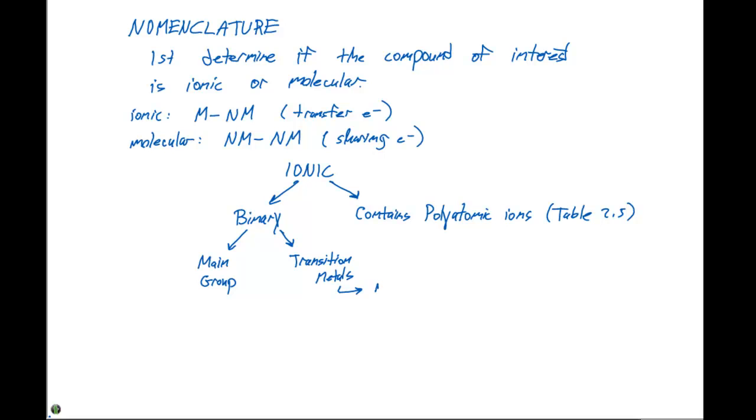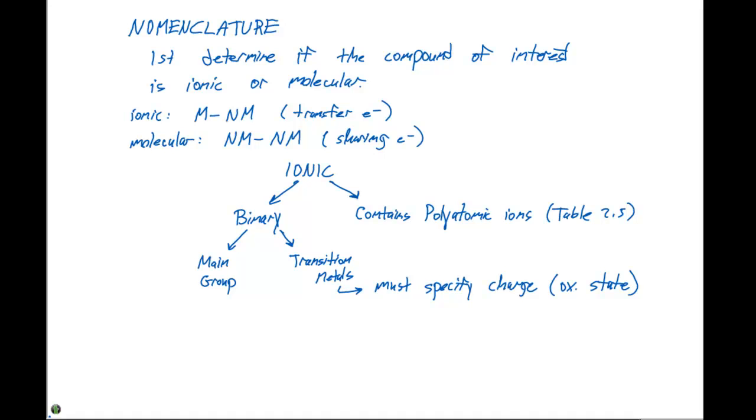So we must specify the charge, or later we'll call this the oxidation state. And this is important when we talk about transition metals, because main group cations and anions will always have the same charge. Transition metals are a little bit weird, so we have to specify which charge they have.